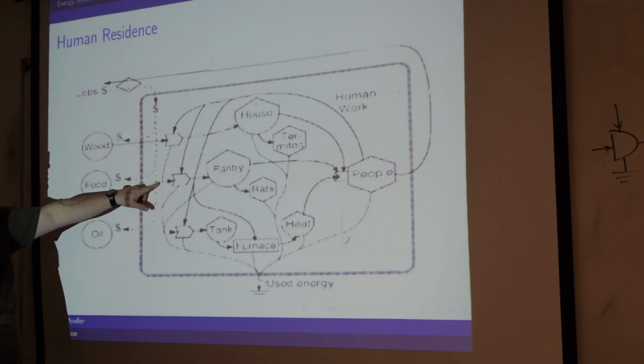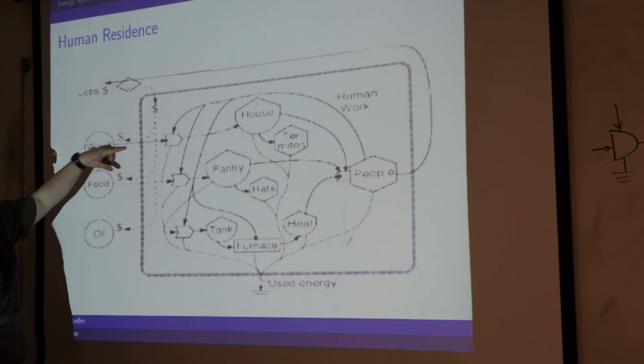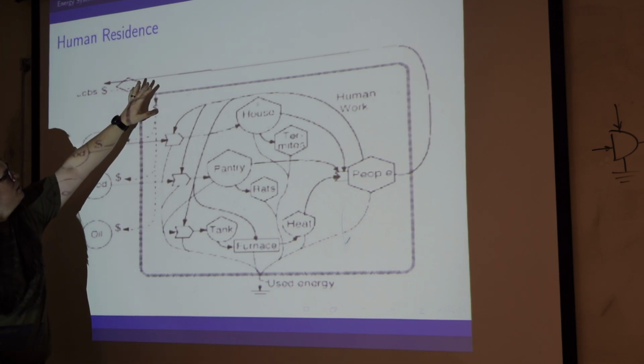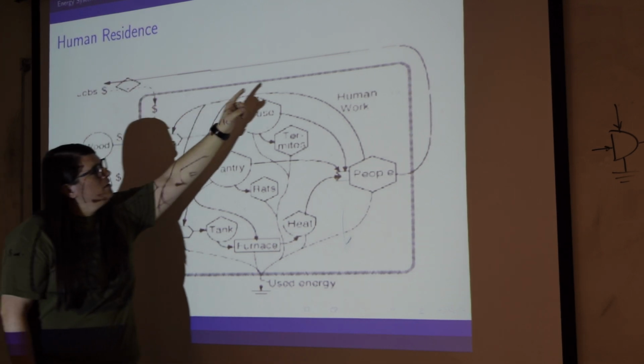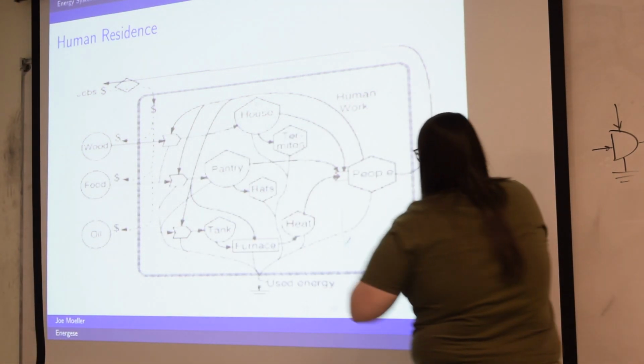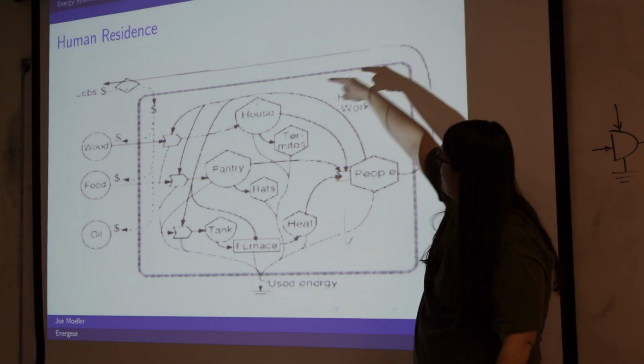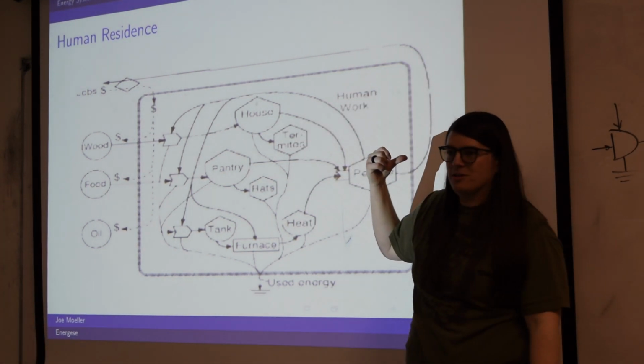But food is also going this way in exchange for money. Wood is going this way in exchange for money. Money is coming in exchange for this line, which is coming out of people. So people output this stuff that goes that way, and the other direction comes money.